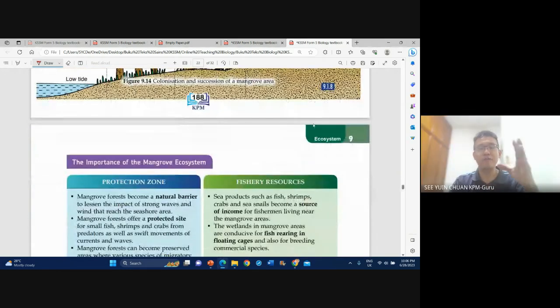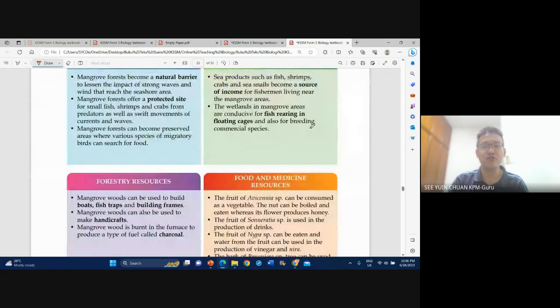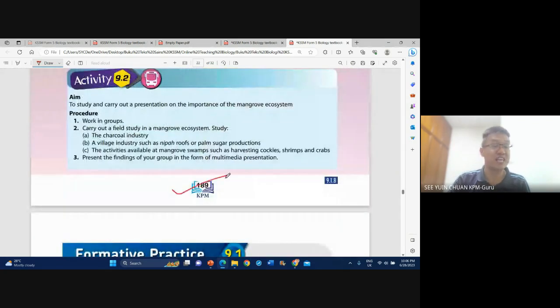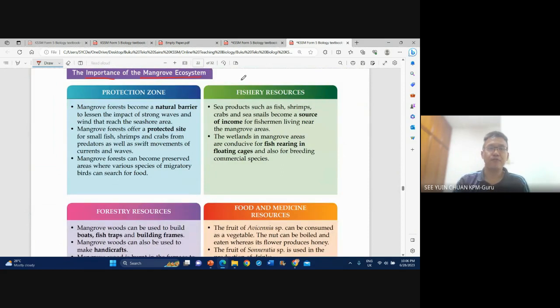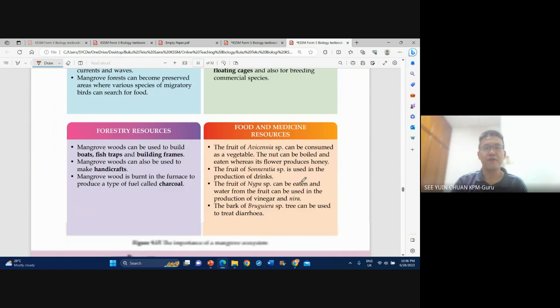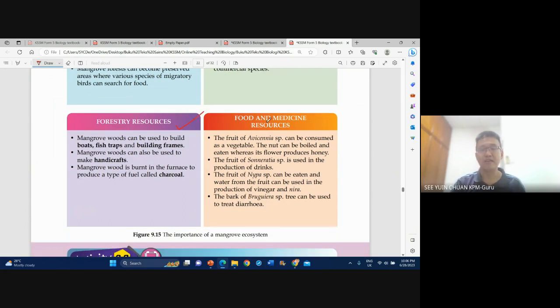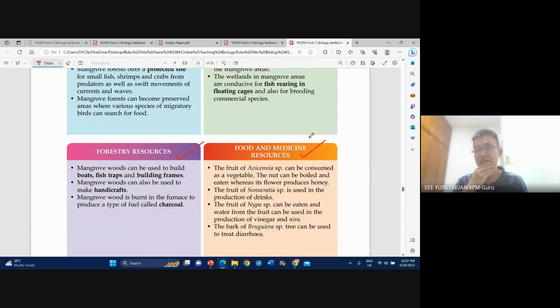I know, because we are town people, I understand what you're thinking. Frankly speaking, if I were in your time, I also wouldn't give a damn about them. But it is very important now for you to recognize them. That's why read until page 189 especially. That's why you see the importance of the mangrove ecosystem as a protection zone, as I mentioned, to lessen the impact of strong waves and wind reaching the seaside area. Same for fishery resources, income for fishermen, forestry resources like furniture, and lastly food and weapons resources. That's why you shouldn't ask me why you need to remember the names of the species. They have important aspects, which means you can earn money from them.